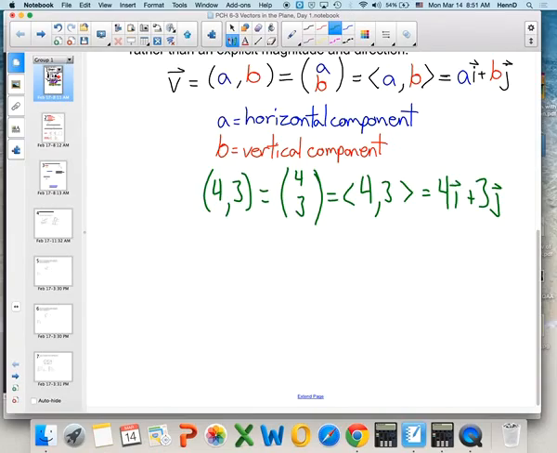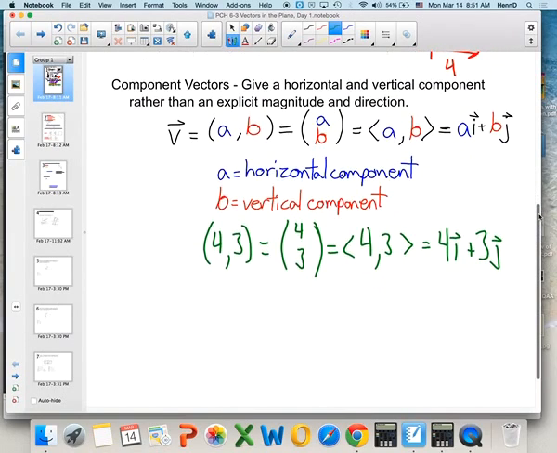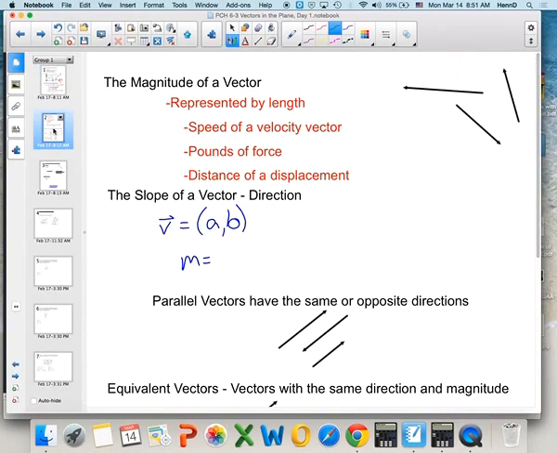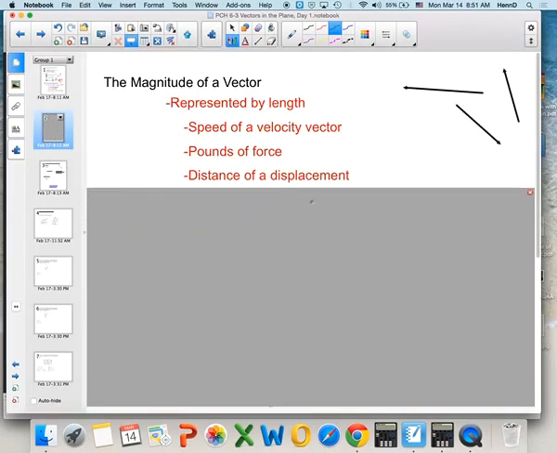And right now, all I really want you to get is the notation. Be familiar with the notation. We're going to talk about component vectors more specifically tomorrow. Okay? But today, what I want to look at is dealing with these more in a visual sense, okay?